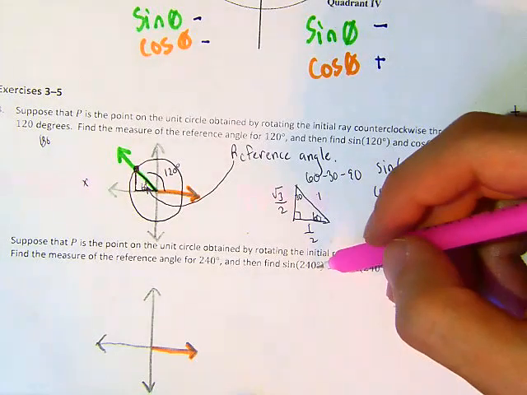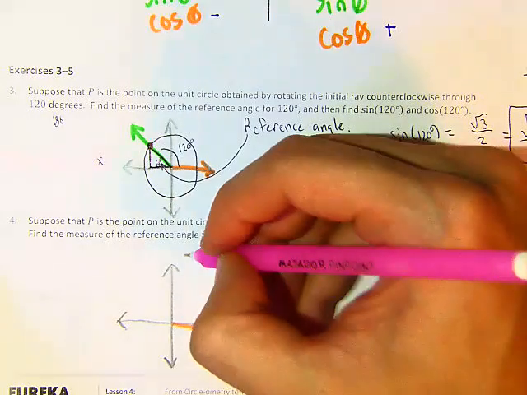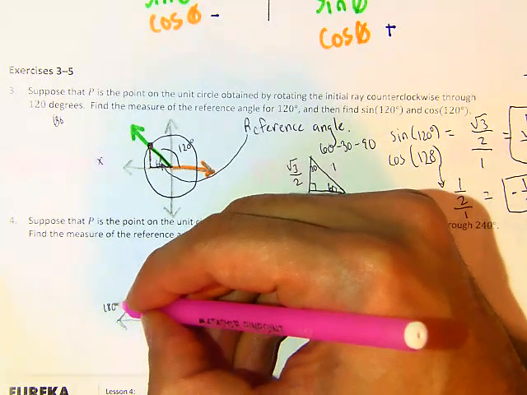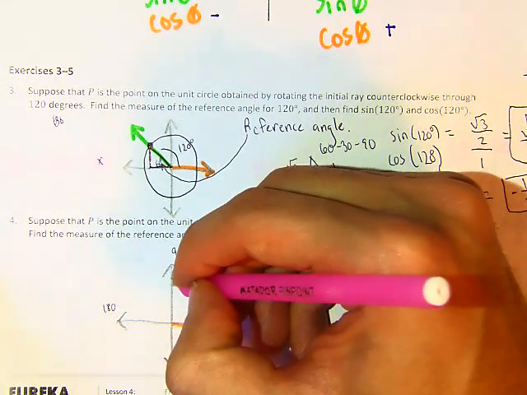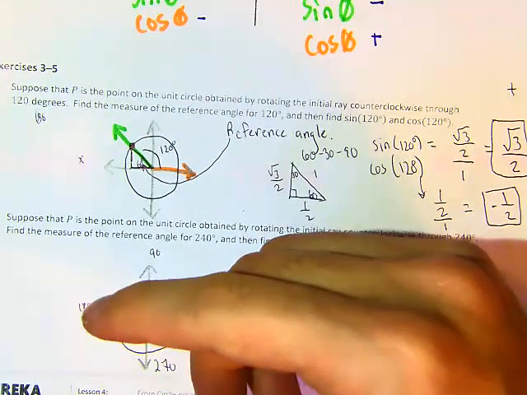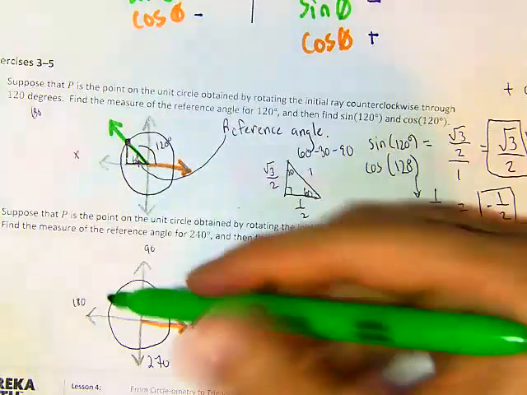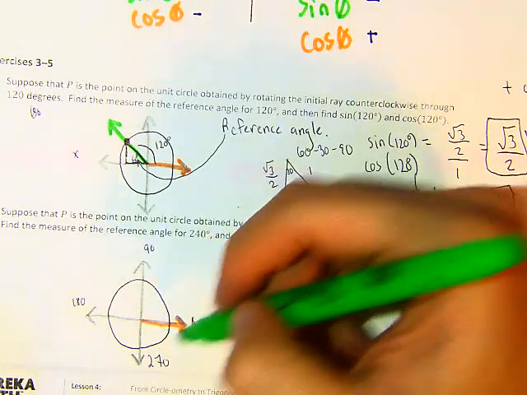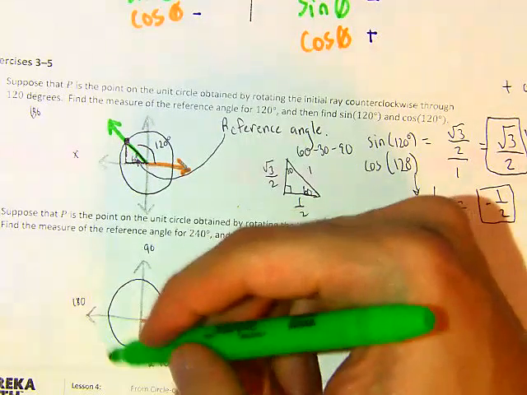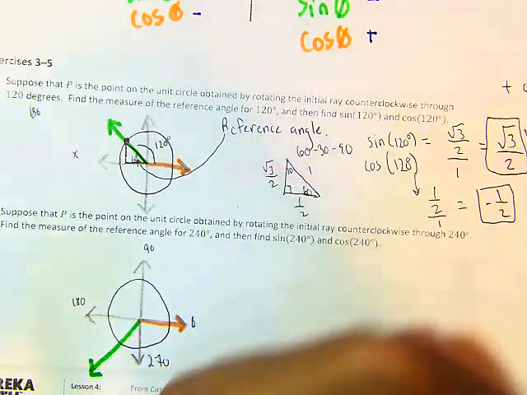Let's do the next one. Here, it says 240. Well, here, if this is 0, this is 90, this is 180, this is 270. And let me just draw the circle real quick, okay? Here, where will a 270 degree rotation be? This is 90, 180. So 240 is somewhere over here in this quadrant, so it should look something like this, right?